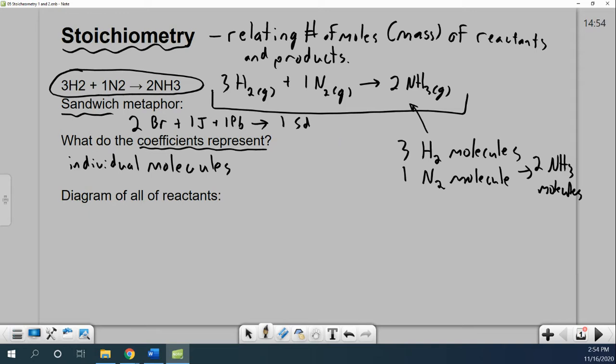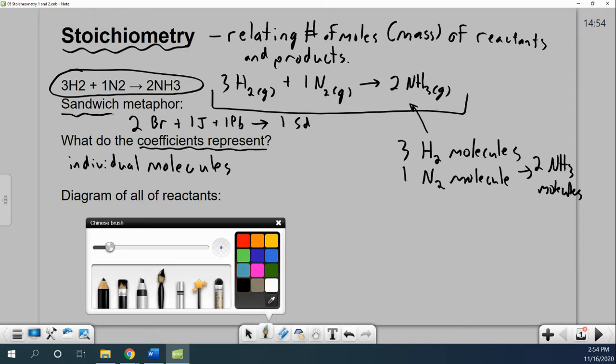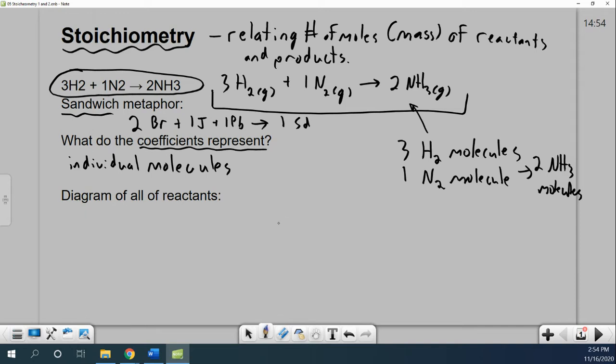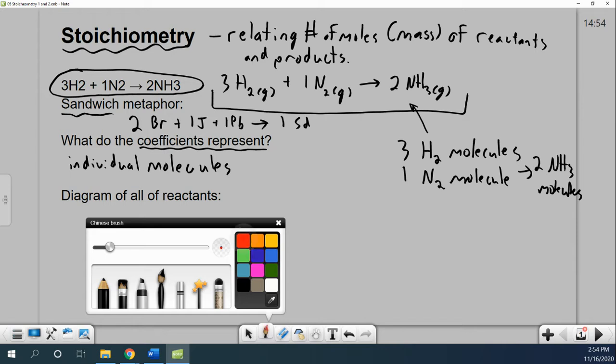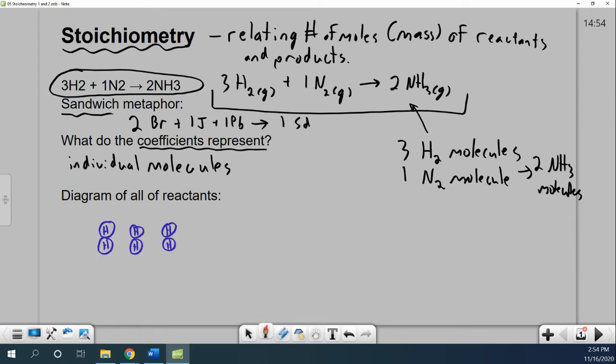And so our base recipe is in molecules. So if we were to draw this out, we can do this with fancy colors here. Let's do a dark blue. So I've got 1 hydrogen, 2 hydrogen, 3 hydrogens. I guess I could label these. So that's an H2. That's an H2. That's an H2. And I need 1 N2.